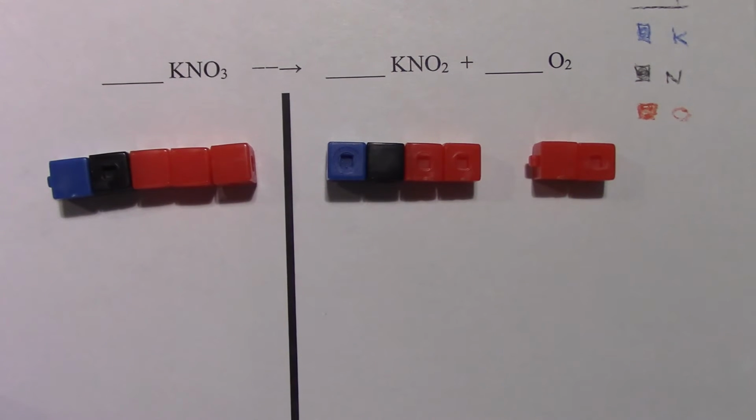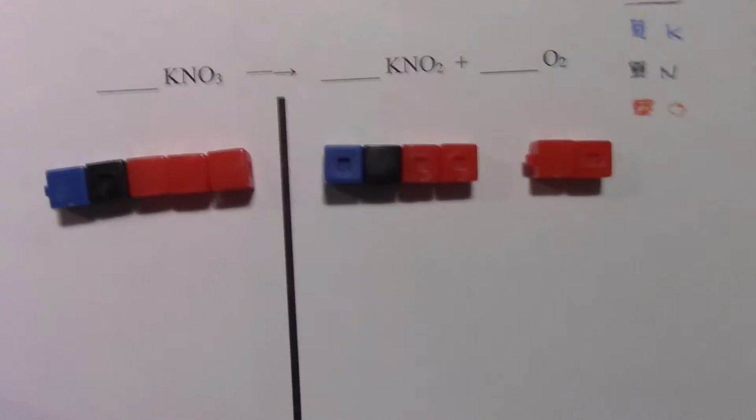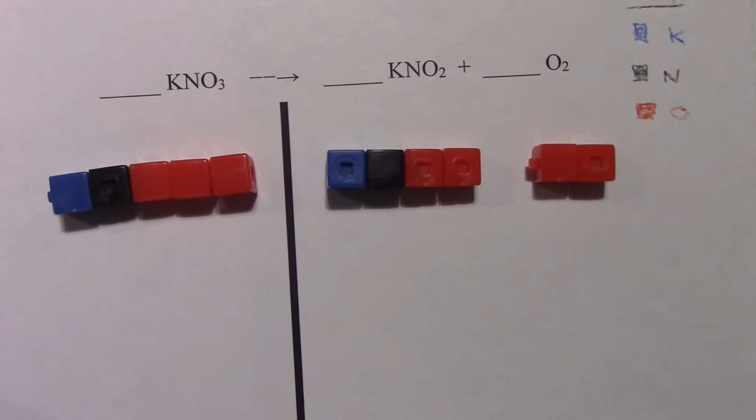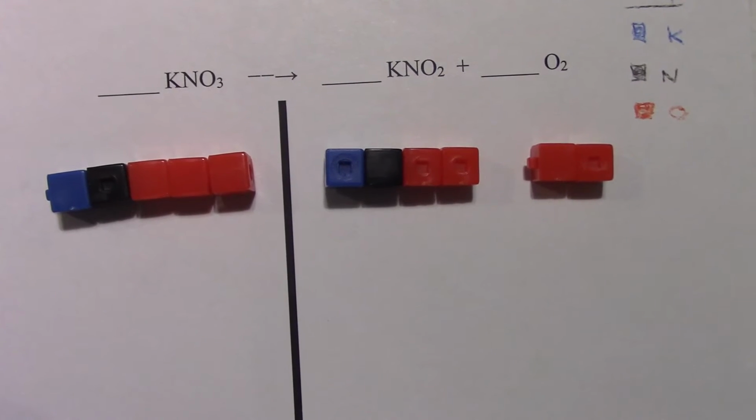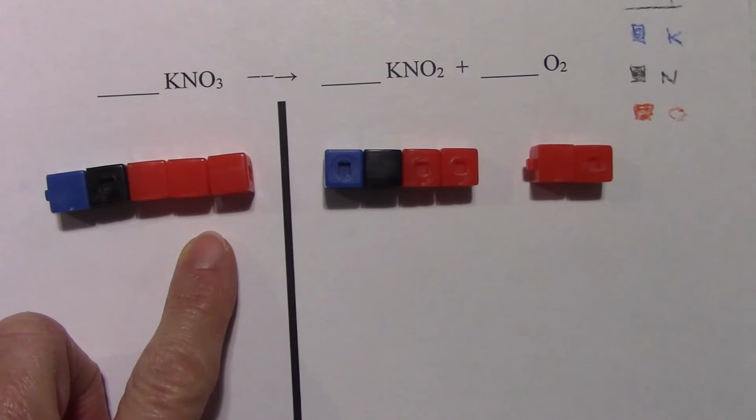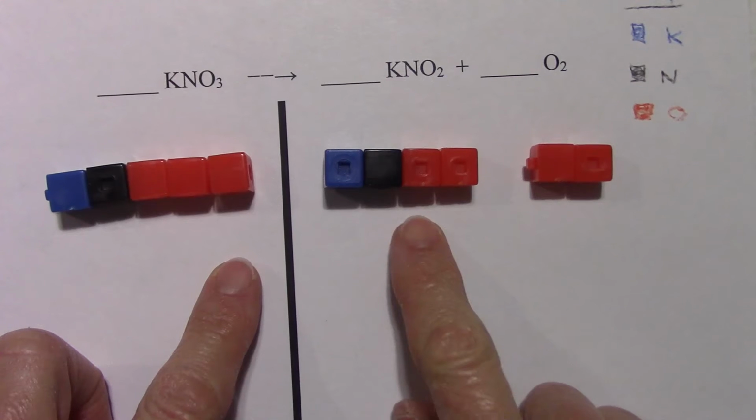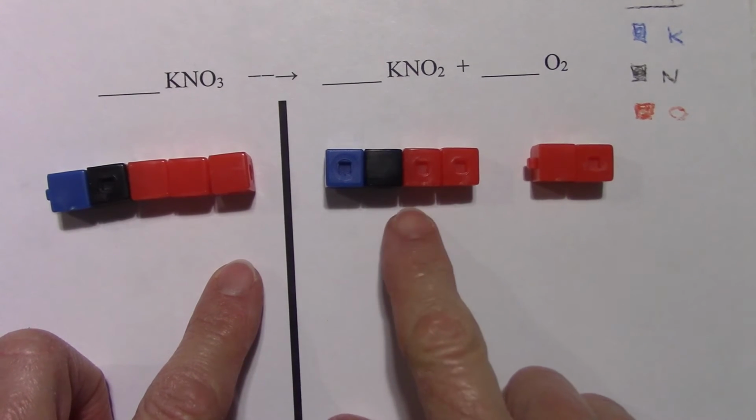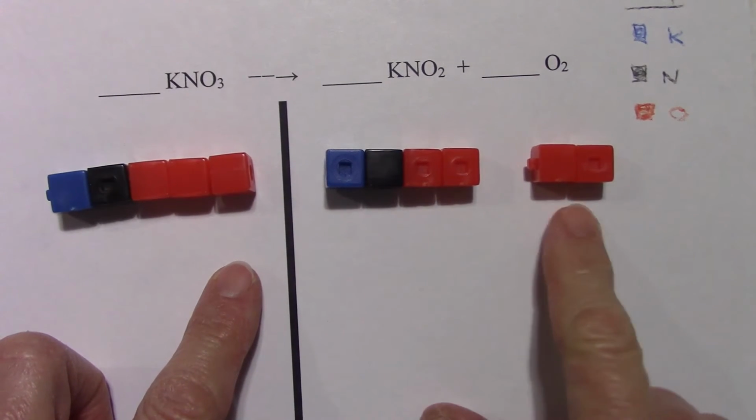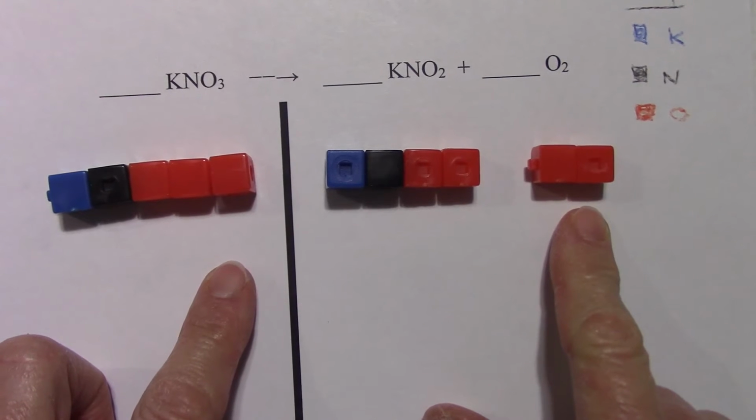So I see here my nitrogen balances, my potassium balances, but my oxygen doesn't. But when I look at it, I'm looking for some patterns, because I don't want to use the manipulatives forever, but I want to notice some patterns. And what I notice is that I have 3, and over here I have 4. I have an even number. Notice in the equation that I have 2 oxygen here and 2 oxygen over here.